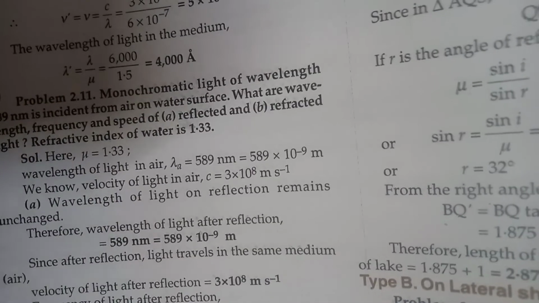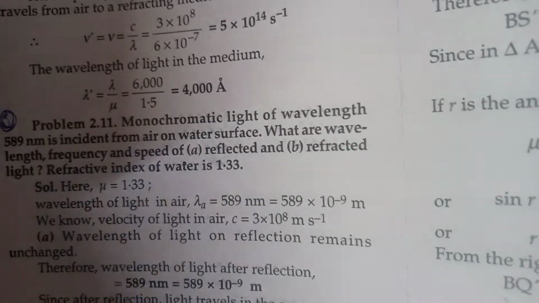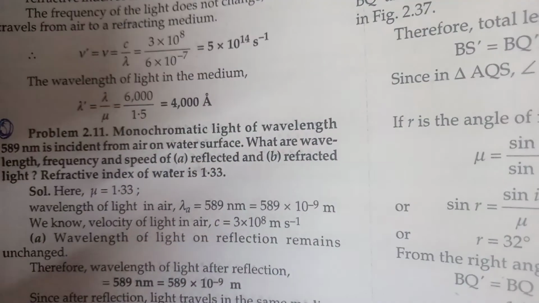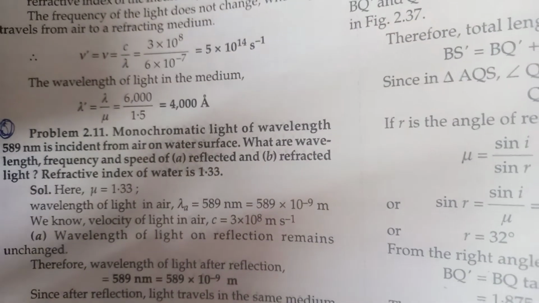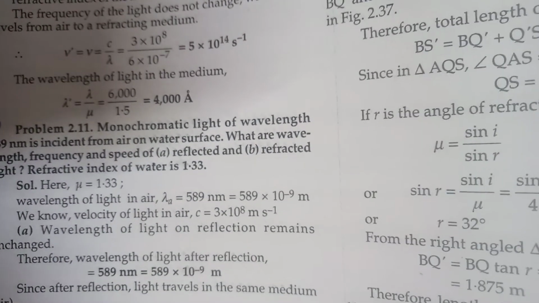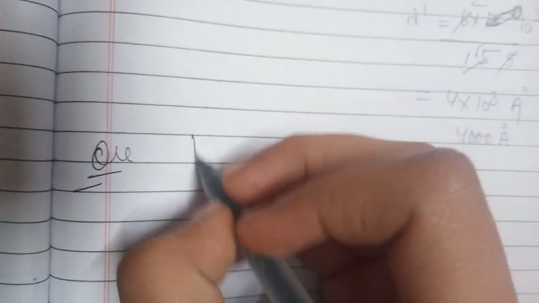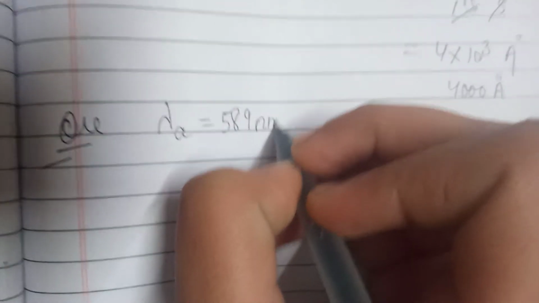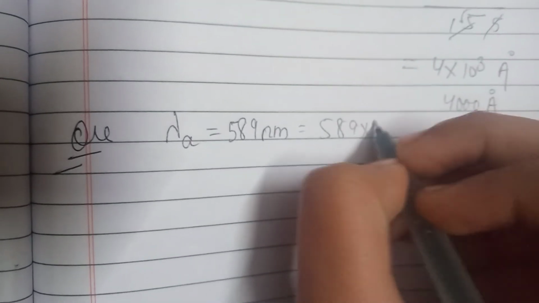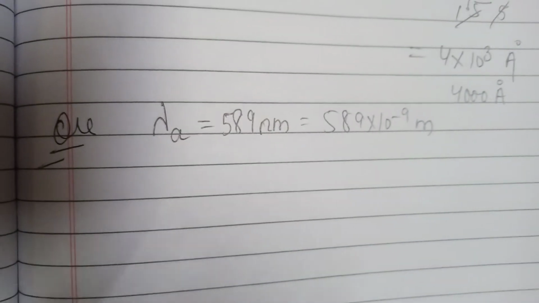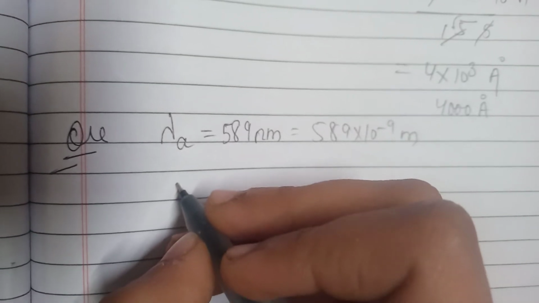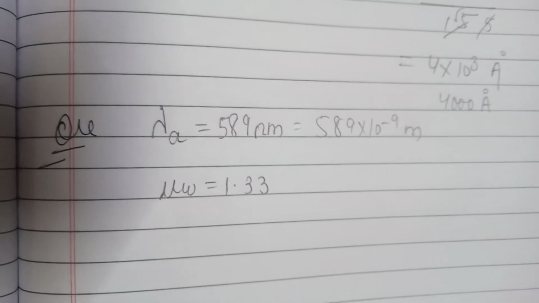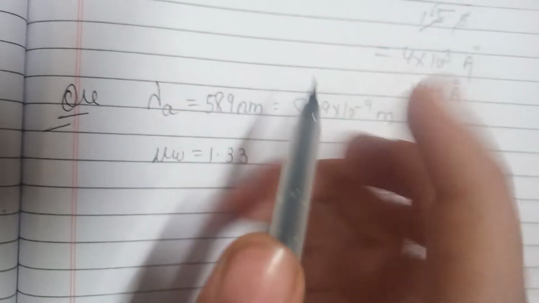Next question is, monochromatic light of wavelength is incident from air on a water surface. What are the wavelength, frequency and speed of the reflected and refracted light? Refractive index of water is given. Given is the wavelength of light in air is 589 nanometers, meaning 589 into 10 raised to power minus 9 meter. Then we know that the refractive index of water is 1.33. We need to calculate the wavelength, frequency and speed of the reflected and refracted ray.